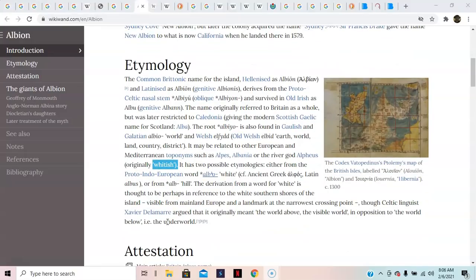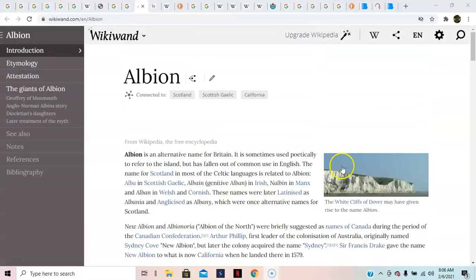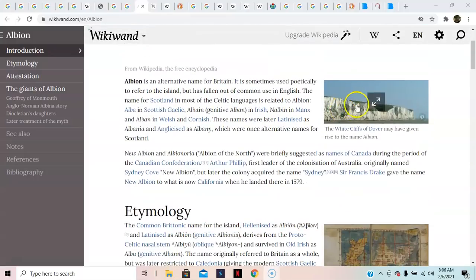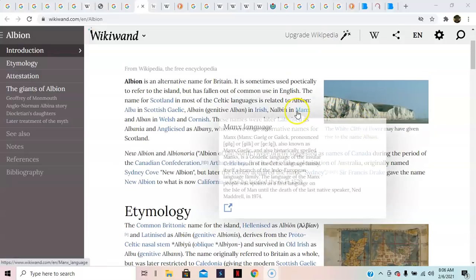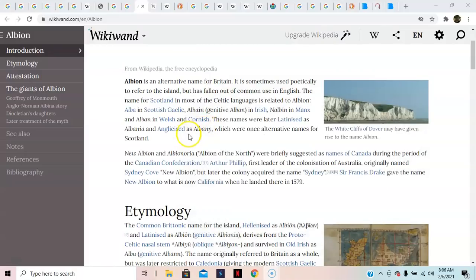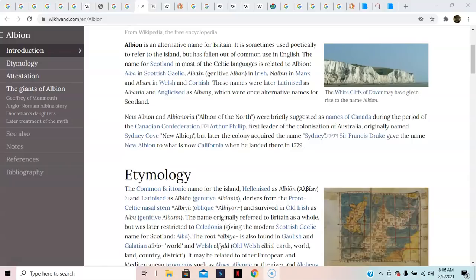So, we were in Albion. We read about the white sands. Here we have the white cliffs of Dover. We have been in a system that has always preached white and black. People have believed that Albion was named because of the color of people's skin.